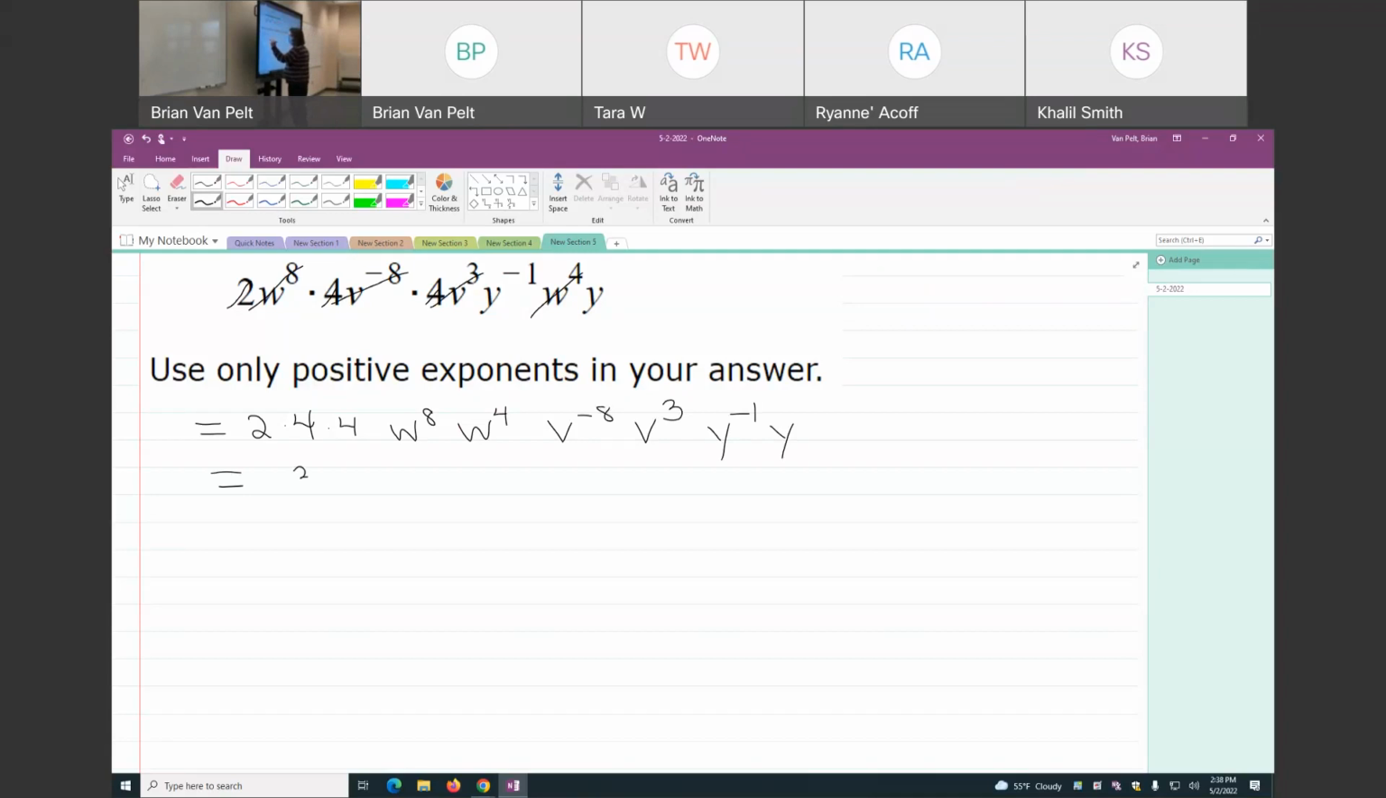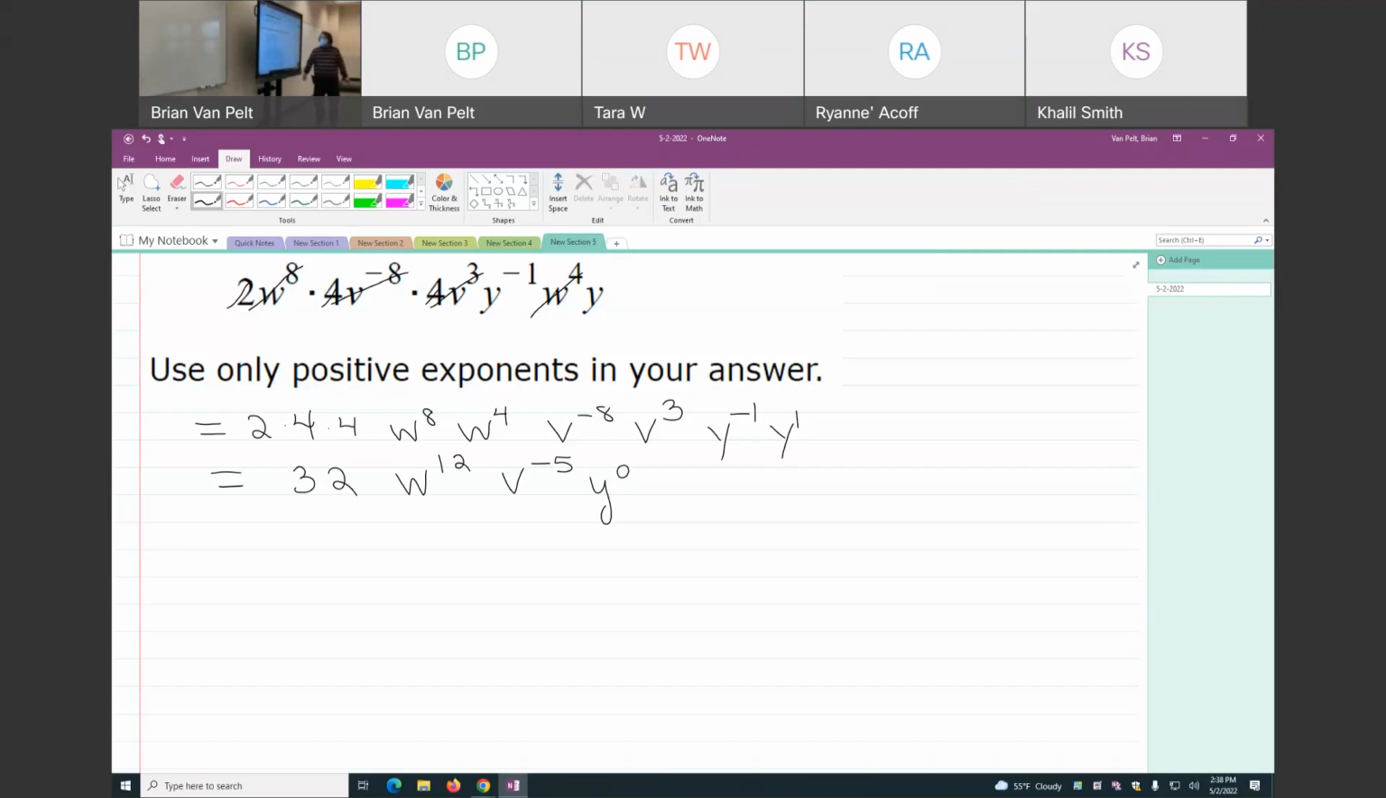You get 32. How about these w's? W to the what power? Plus 4 gives you the 12. That's right. How about v to what power? Negative 8 plus 3 is negative 5. And then y to the what power? Good job. Y to the 0. Negative 1 plus 1 is 0.